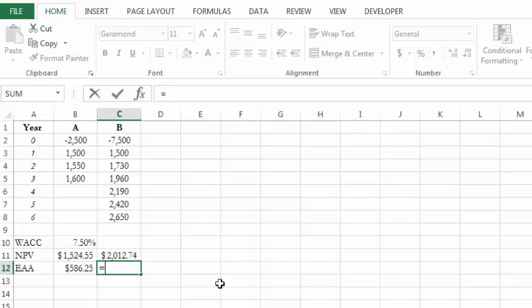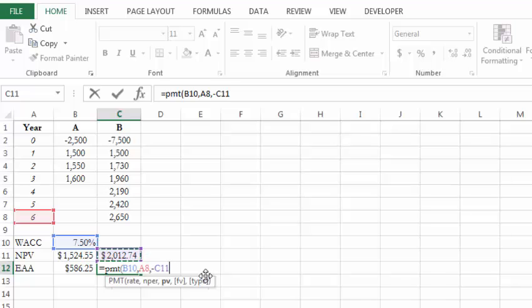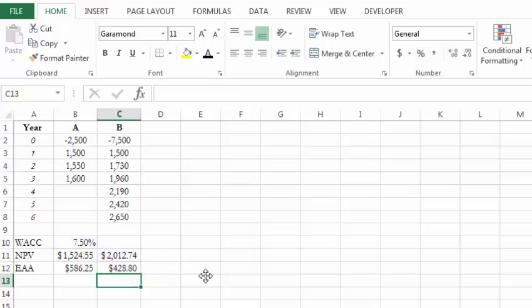I say equals PMT, rate's the same. This time the number of periods is all 6 because we're doing this over 6 periods. The net present value in this instance is the 2012.74. We do negative because we're investing it and we want a positive number out. I close my parentheses and I hit enter.